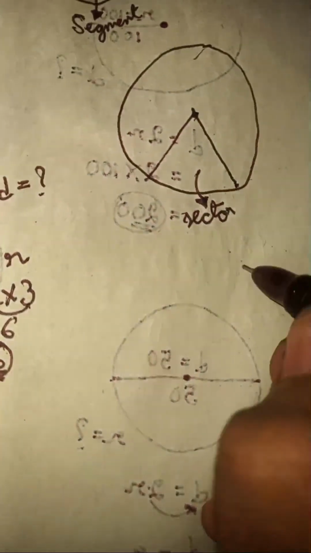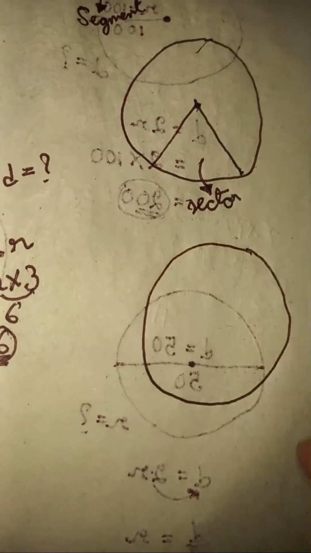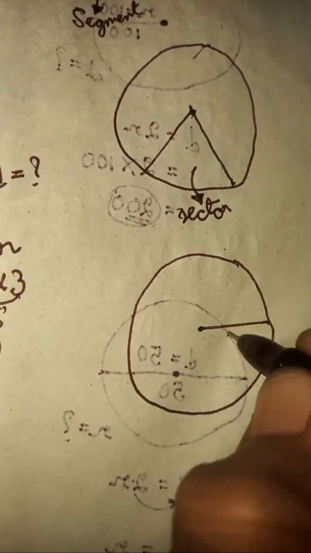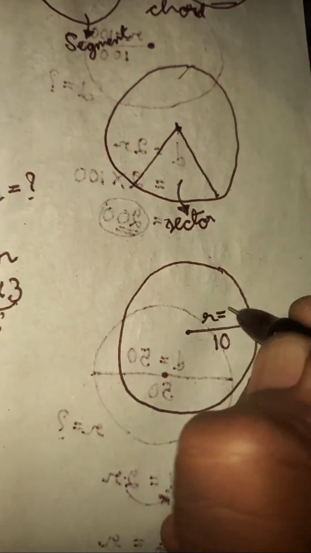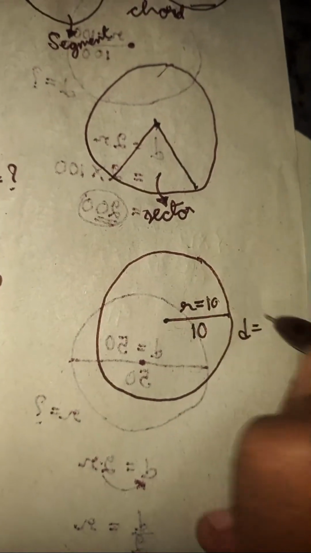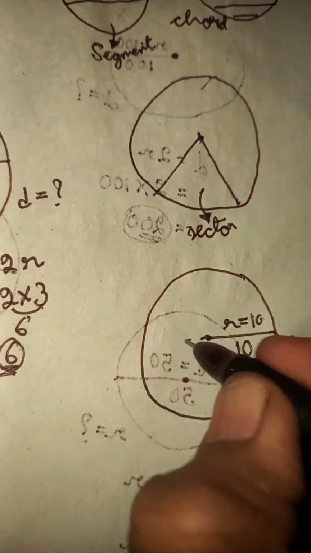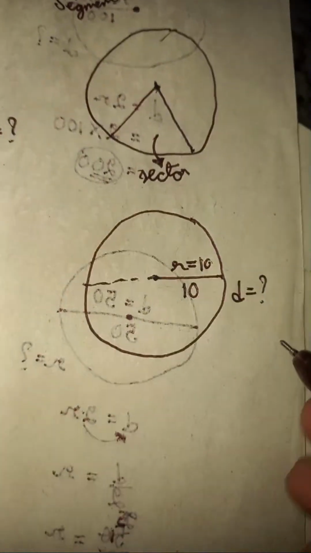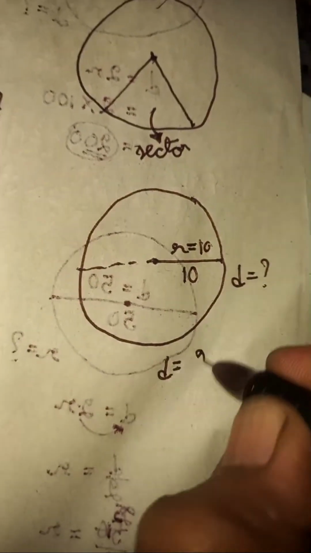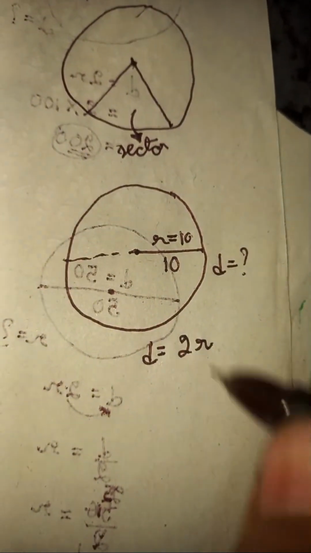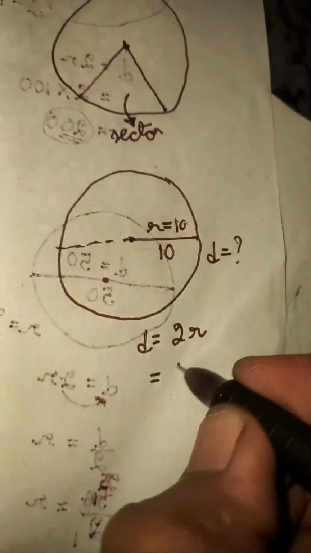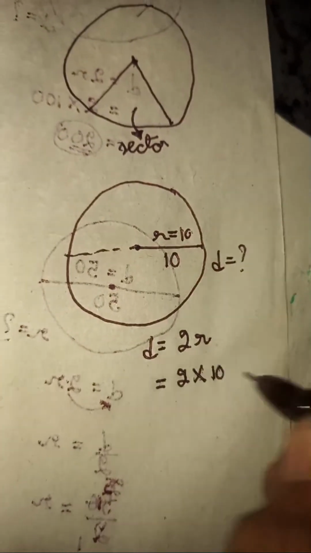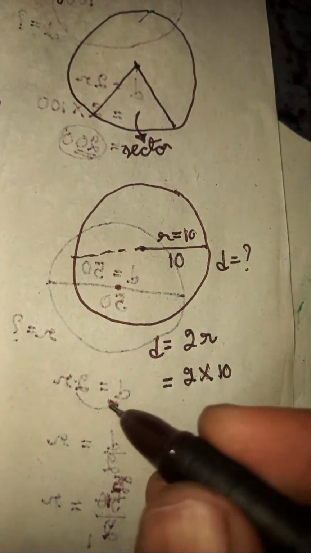Let's take one more circle. In this circle, they have given that the radius is 10 units, and you need to find the diameter. Here also the diameter is equal to 2 times the radius. Here 2 times the radius means 2 times 10 units. The radius they have given us is 10 units.